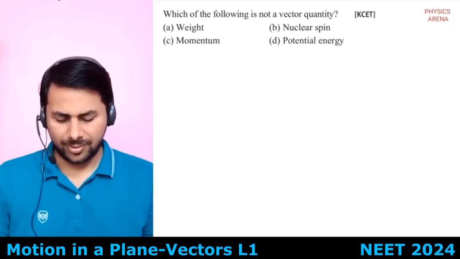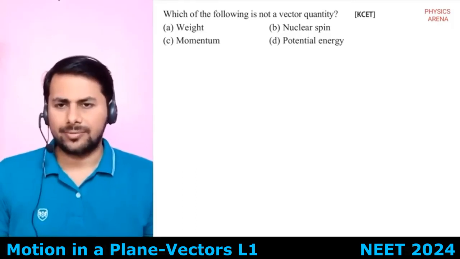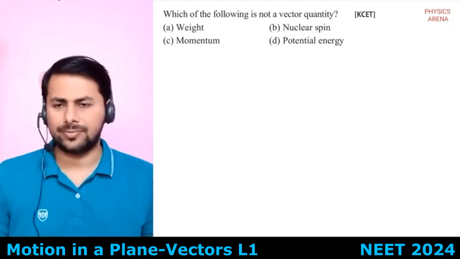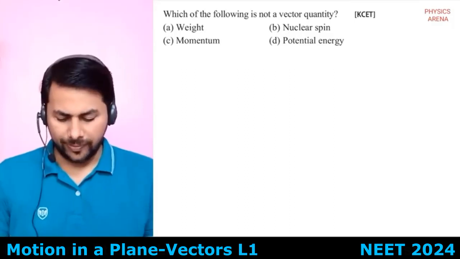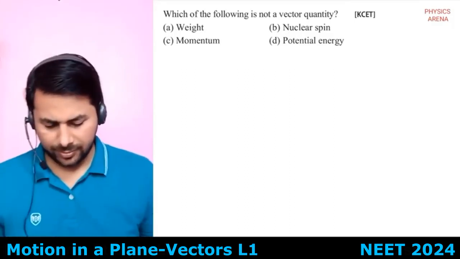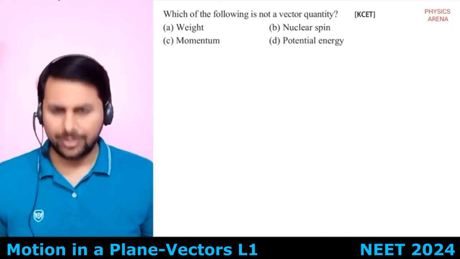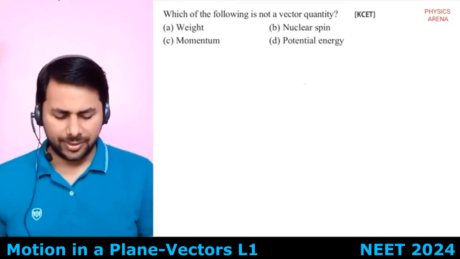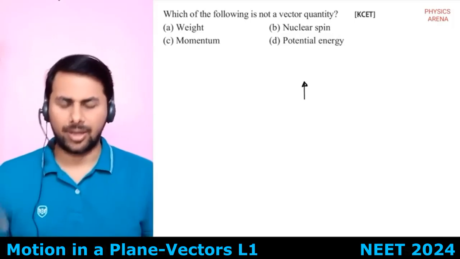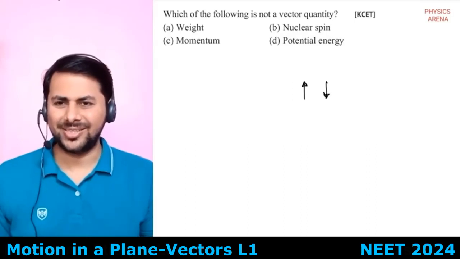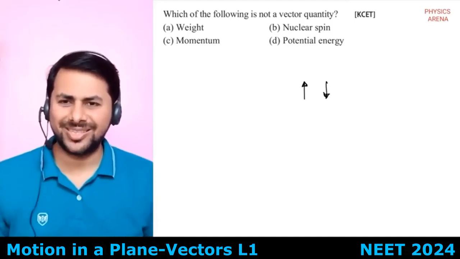Weight, sir. Weight is a vector. Option B, sir, nuclear spin. It's also a vector. It's option D. Spin is a vector quantity. You learnt it in chemistry, no? How do you represent a spin? The up spin, down spin. You represent it like this. So you are using an arrow to represent it. It's a vector quantity.